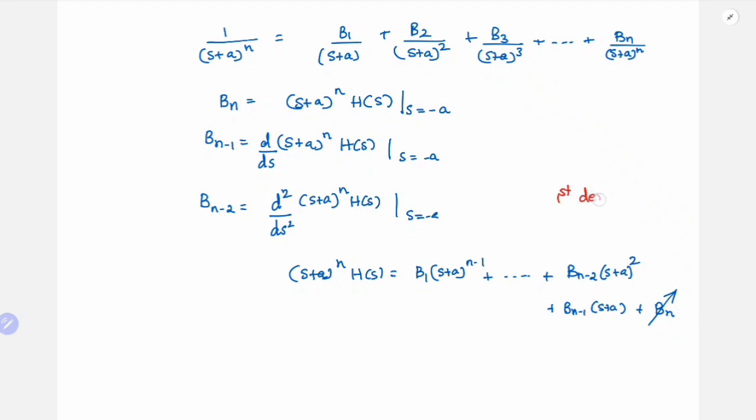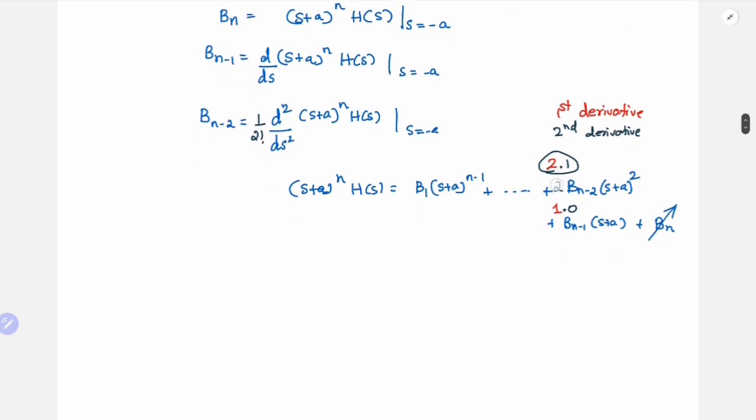First derivative, this will get 2, this will get 1, and the second derivative, this will be (s plus a), so 2 into 1, and this will go away, 1 into 0. So I'll get 2 into 1 as the factor here. I'll not just get b(n minus 2). So I'll have a 2 here, 2 into 1, which is nothing but 2 factorial. So I have to divide it by 2 factorial, right?